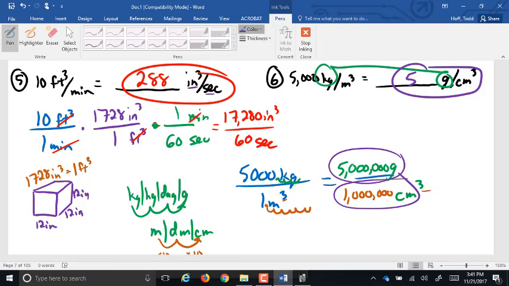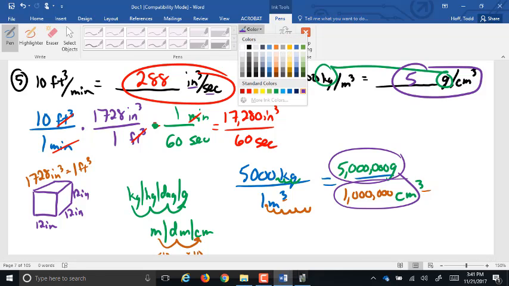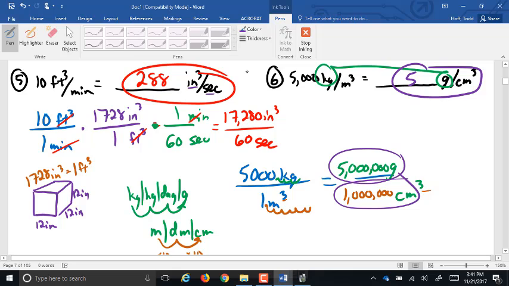So 5 grams per cubic centimeter doesn't seem like a whole lot, and it isn't. But that comes out to 5,000 kilograms per meter cubed. A meter cubed is a lot of mass. Any questions there?